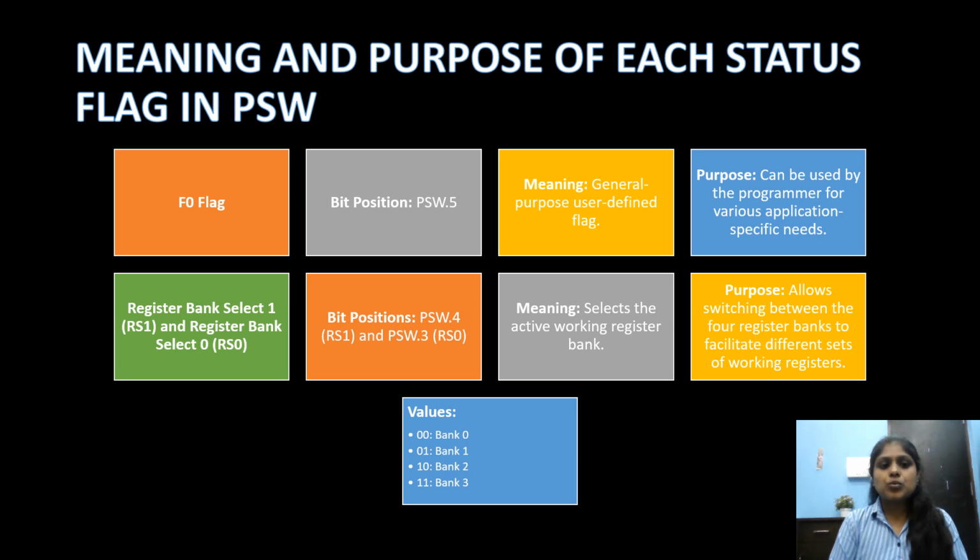And register bank select 1, that is RS1, and register bank select 0, that is RS0. The bit position is PSW4 for RS1 and PSW3 for RS0, and the meaning is that they select the active working register bank, and the purpose is that it allows switching between 4 register banks to facilitate different sets of working registers. As you can see the values, RS1 is 0 and RS0 is also 0, that represents bank 0, and RS1 is 0 and RS0 is 1, that represents bank 1, and if RS1 is 1 and RS0 is 0, that represents bank 2, and if both RS1 and RS0 are 1 1, it represents bank 3.